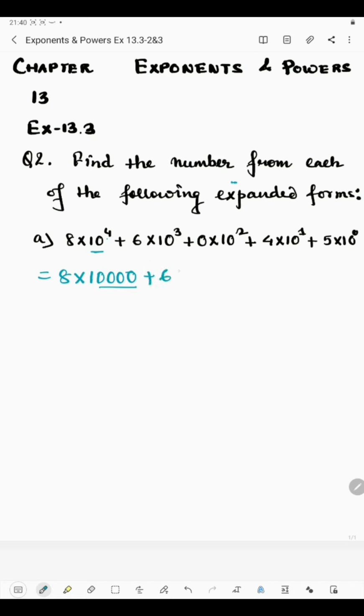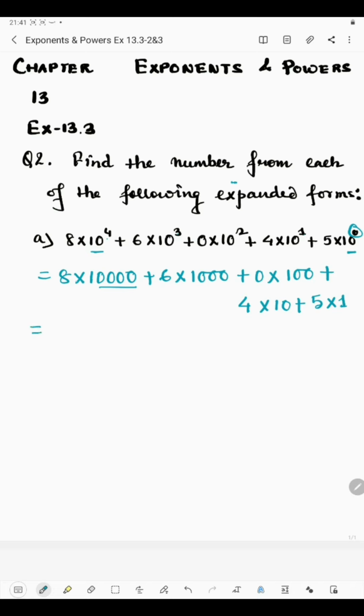Now after this we have 6, and then 10 cube means when the power is 3, it will be 3 zeros with 1. Then 0 multiplied by 10 square means with 1 we will put 2 zeros. Then 4 multiplied by 10 to the power 1 means we will put 1 zero, plus 5 into 10 to the power 0. Now anything to the power 0 is 1, so it will be 5 into 1, and 10 to the power 0 means we will not put any zero here. Since the power is 0, we will not put 0 here, and we know that anything to the power 0 is 1, so here we have put 1.